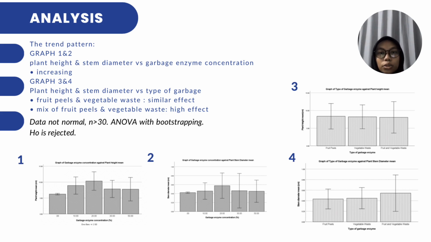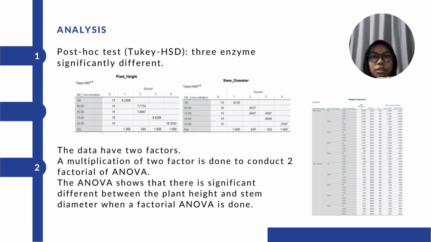As the data was not normal and had a higher density, we performed ANOVA with bootstrapping. Then the null hypothesis is rejected, so there is a significant difference of mean between the plant height and stem diameter. Since ANOVA showed a significant difference in the data, a post-hoc test using Tukey HSD has been done. Based on Tukey multiple comparison, all three enzymes are significantly different from each other. As for the ranking of plant height, the lowest is fruit and vegetable waste, and lastly fruit peels. As for the ranking of stem diameter, the lowest is fruit peels, followed by vegetable waste, and lastly the highest is fruit and vegetable waste.